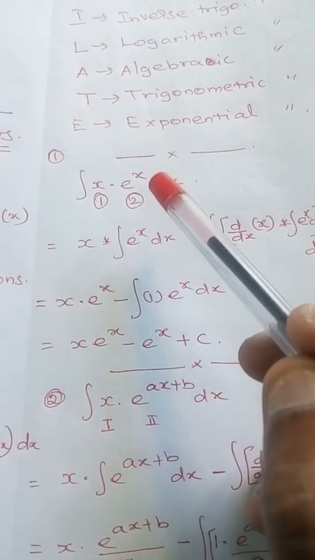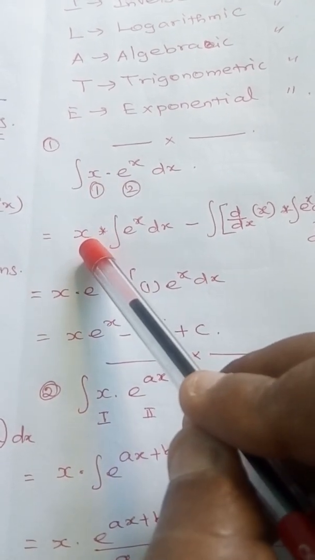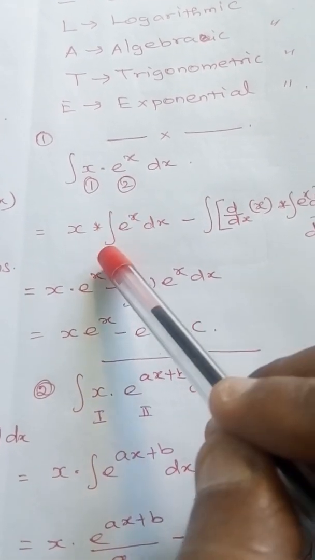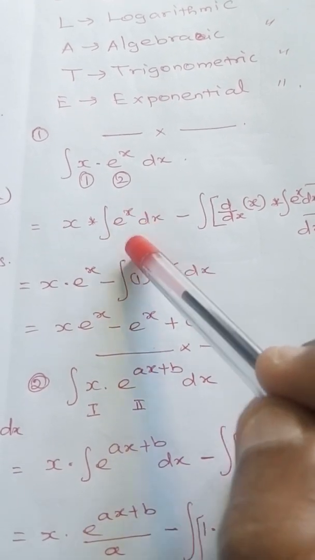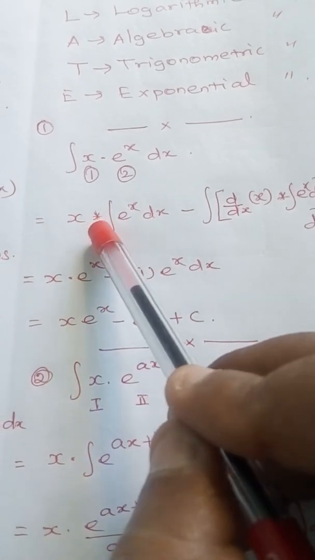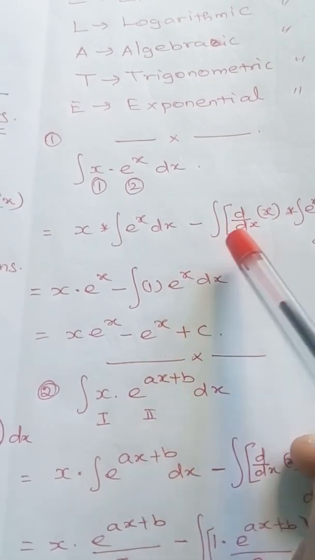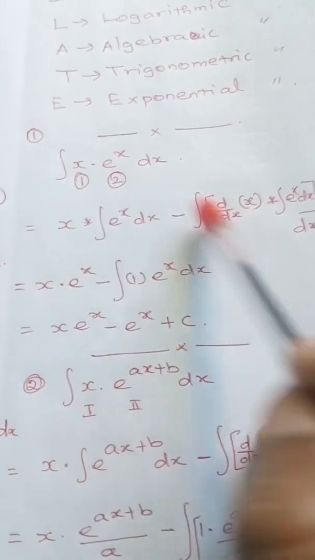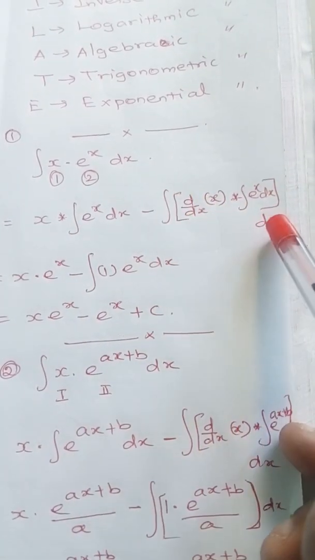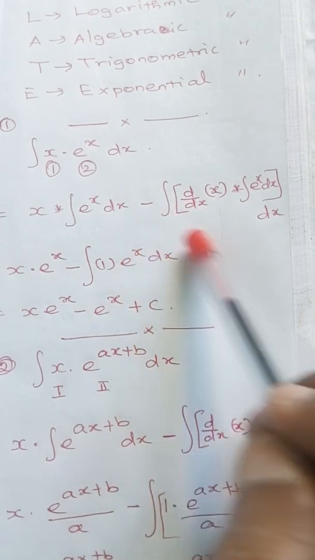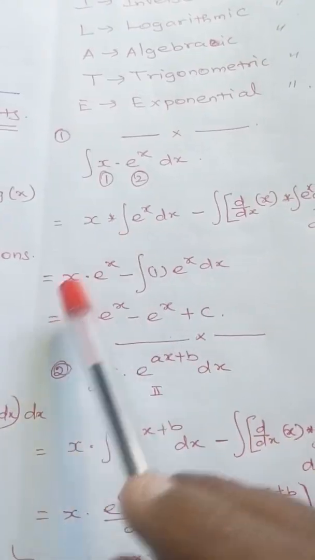Now I am just applying the by parts rule, which says: first function as it is into integration of second function. You know that we always need to find the integration of the second function. So first function as it is into integration of second function, minus the whole integral of the derivative of the first function into the integration of the second function, and then dx. This dx is for the whole integral, this dx is for this integral. So we are now solving it.